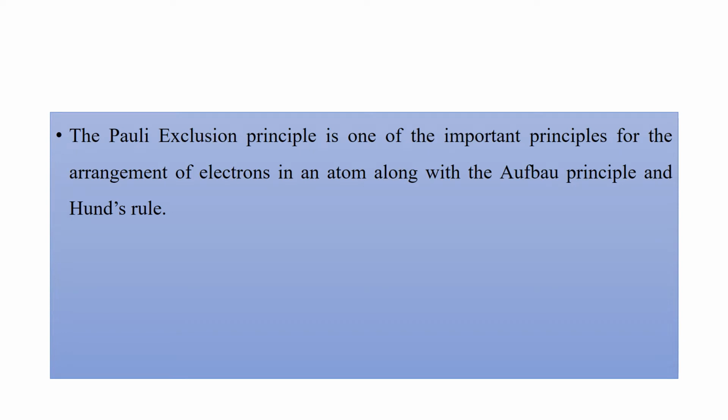The Pauli exclusion principle is one of the important principles for the arrangement of electrons in an atom, along with the Aufbau principle and Hund's rule.